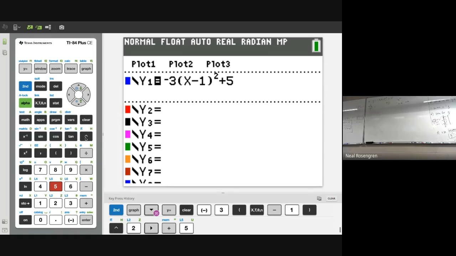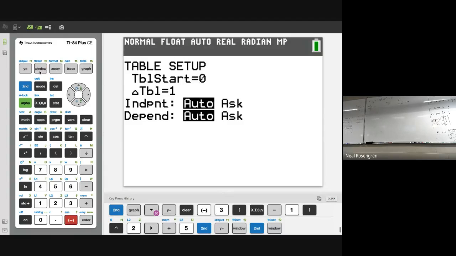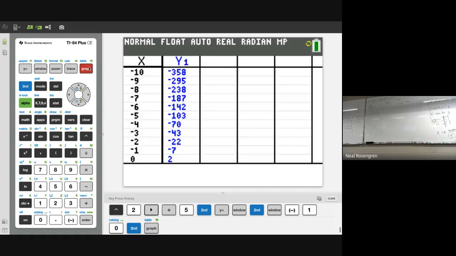Love it. Looks good. Yeah. So I'm going back to table set. Second window, because I messed up my table because I scrolled down to 0. And so I go back, and I'm just making it look like this. My table set looks like this. Start -10, go by 1. And then second graph to get to the table.